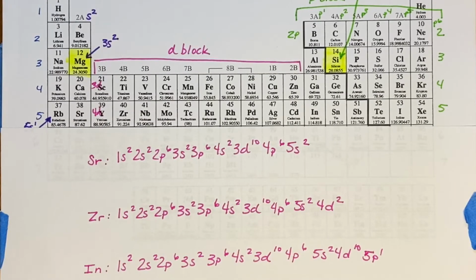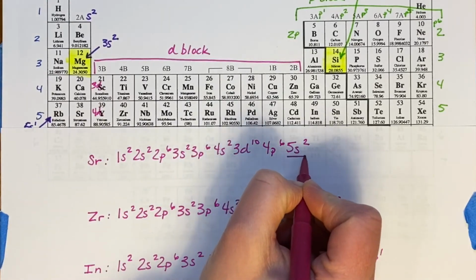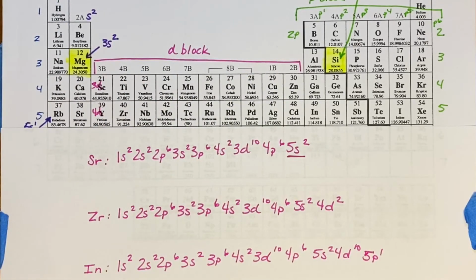So if we write the electron configuration for strontium, it's going to be 1s2, 2s2, 2p6, 3s2, 3p6, 4s2, 3d10, 4p6, 5s2. We know that as we write the electron configuration for strontium, atomic number 38, it's in the s block, it's in the 5th period, and it's the second element in the s block, so we know that its electron configuration ends in 5s2. That means that its highest energy electron is placed in that 5s orbital.